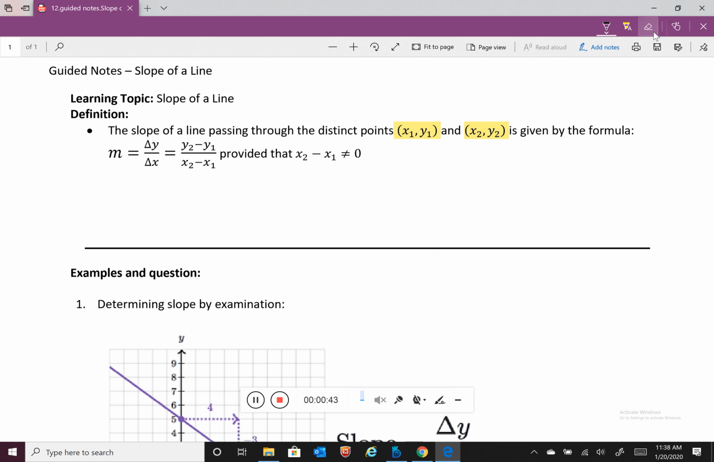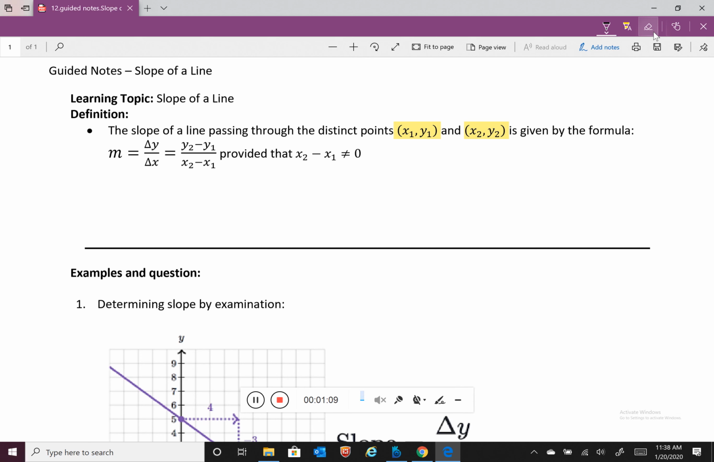Well, change is determined by subtraction, so the change in y is equal to y2 minus y1. Change in x is x2 minus x1. Now notice that the x is in the denominator, so that means that x2 minus x1 cannot equal 0, otherwise the slope is not defined.